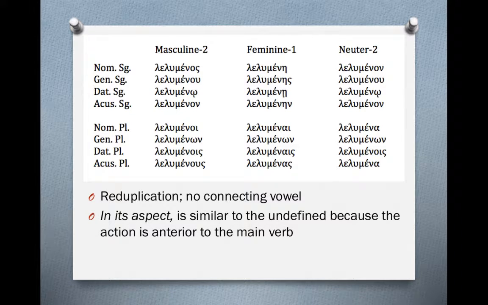In the aspect of the perfect participle, it's similar to the undefined in the sense that the action of the participle is anterior to the timing of the main verb that it will be attached to, or sidekicking in the broader context. So the action for these perfect participles is going to be past, and just as we saw with the indicative verb, they will have continuous results. So the idea is past action, continuous results.